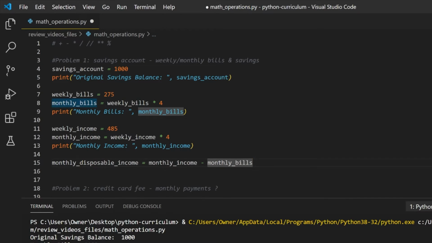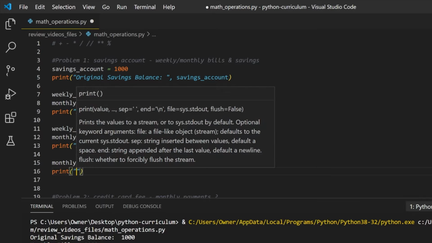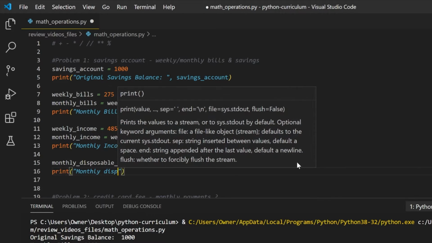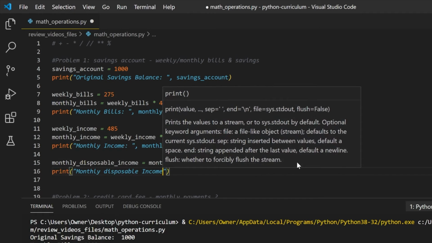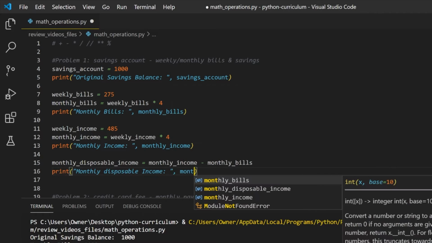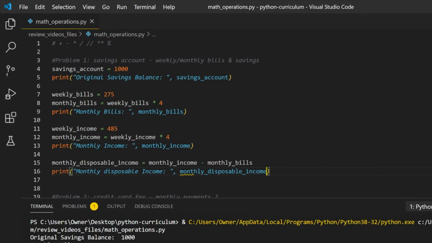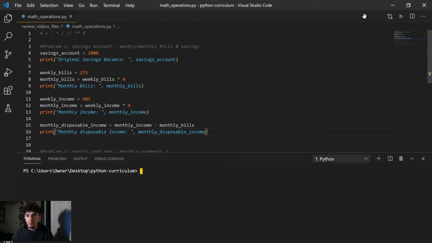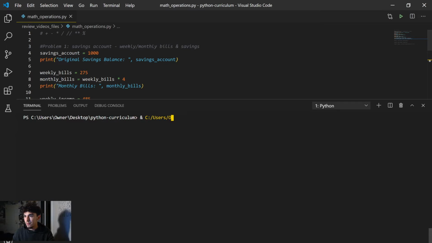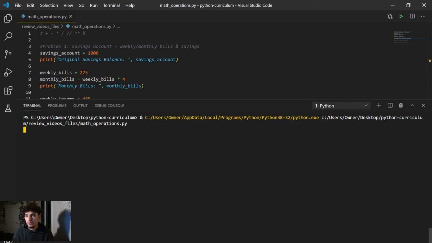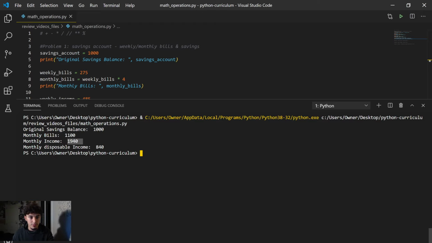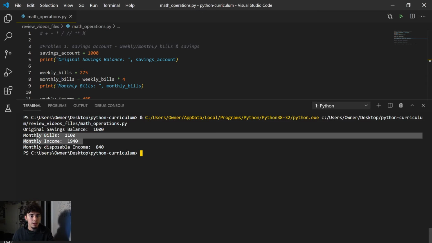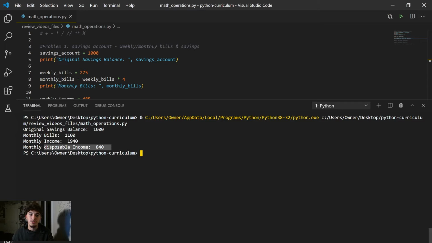So, yep, that looks good. Let's also print this one out so we can see it. Monthly disposable income is going to be equal to this variable right here. And then again, we can just run this program and print it out just so we can see all our values. So we should have $1,000 in our savings. We should have $1,100 for monthly bills, monthly income of $1,940. The difference between our income and bills is $840, which is our monthly disposable income.